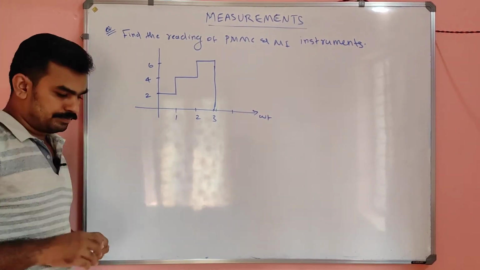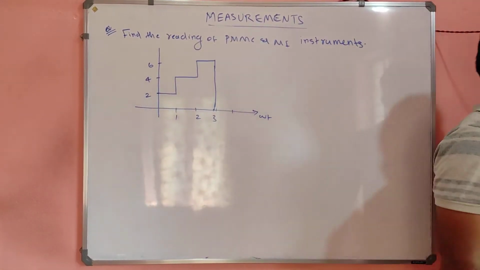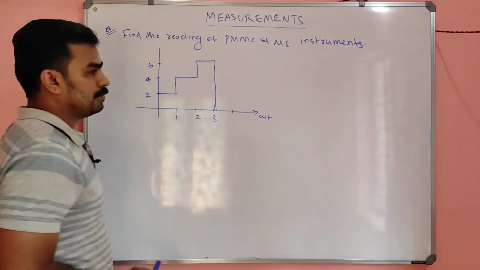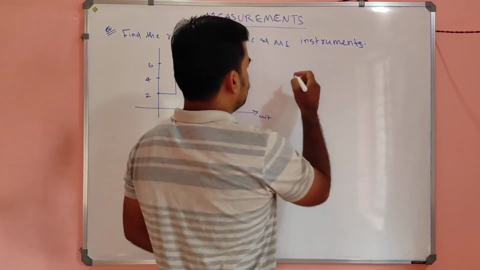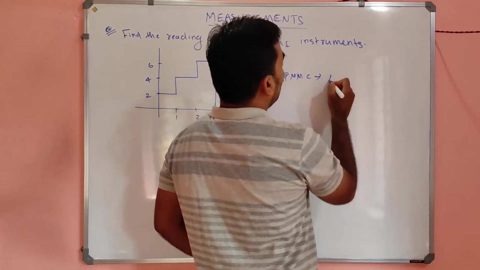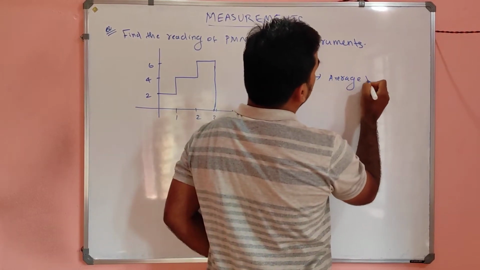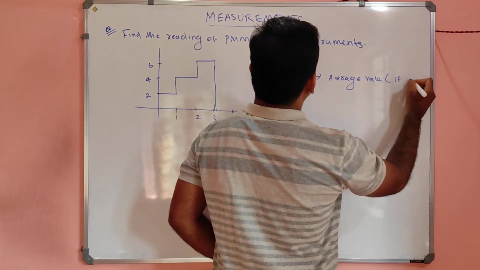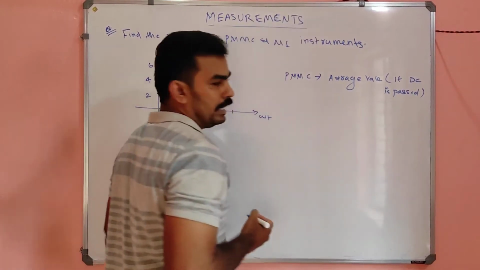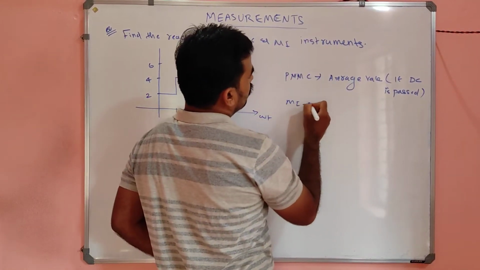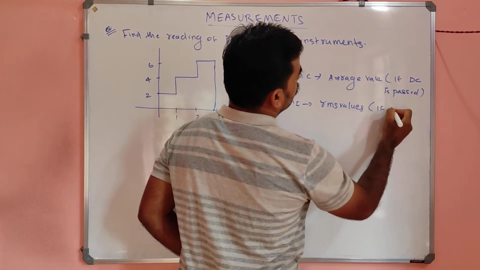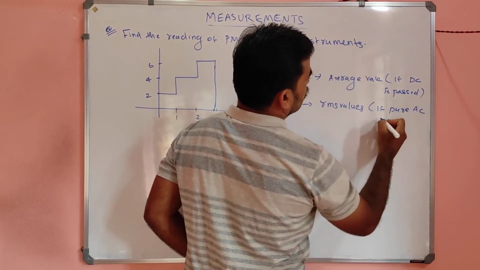Okay, listen my dears. We have to find the readings of the PMMC and MI type instrument. Before that, let me tell you one thing. PMMC always reads the average value, my dears, if DC is positive. And MI type instrument always reads the RMS value, my dears, if pure AC.